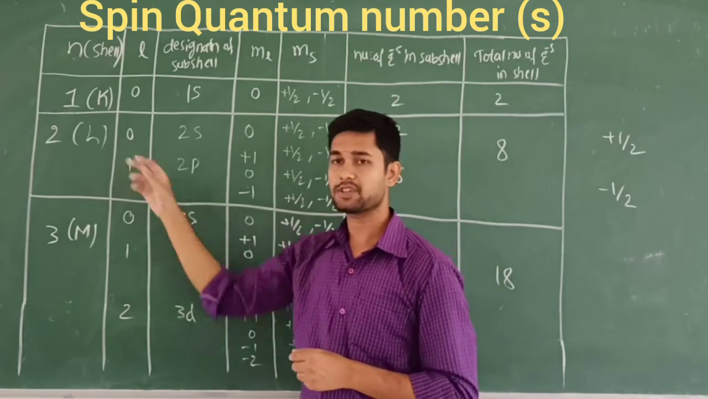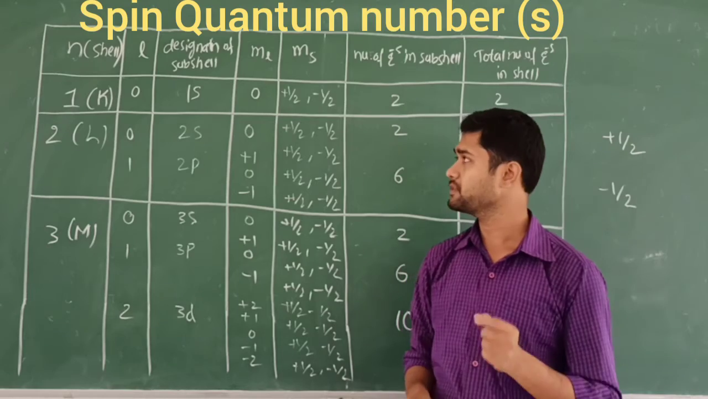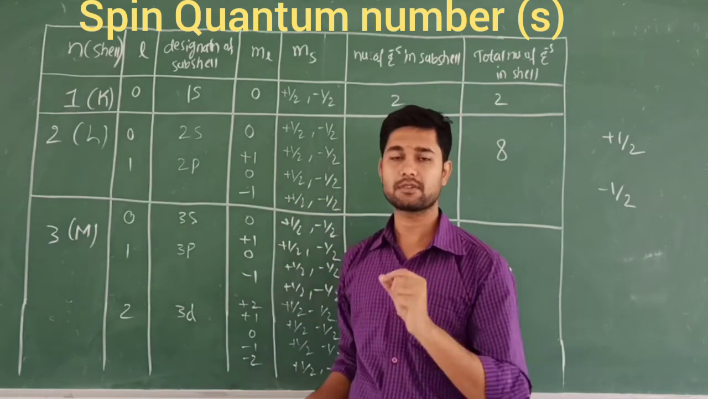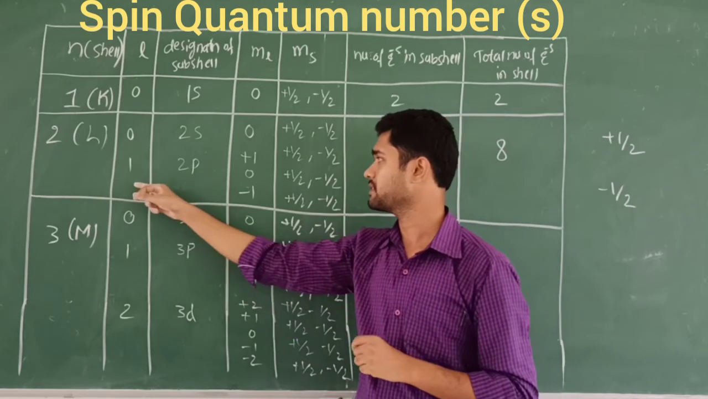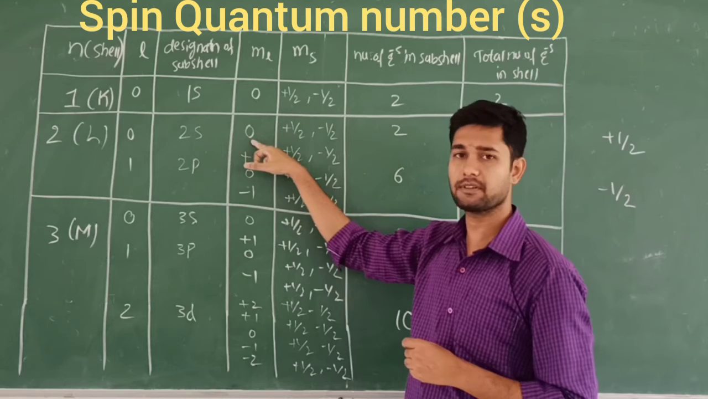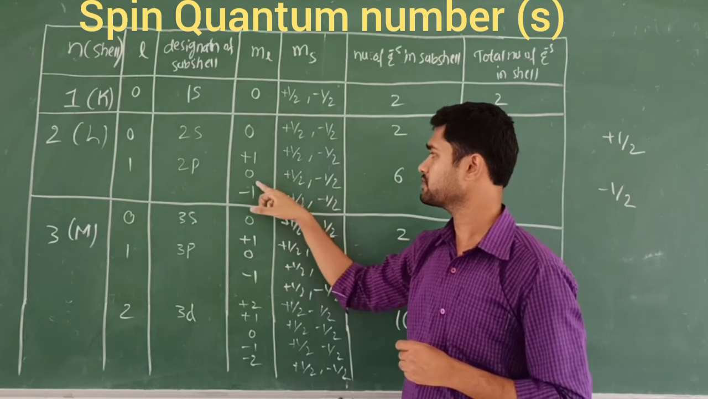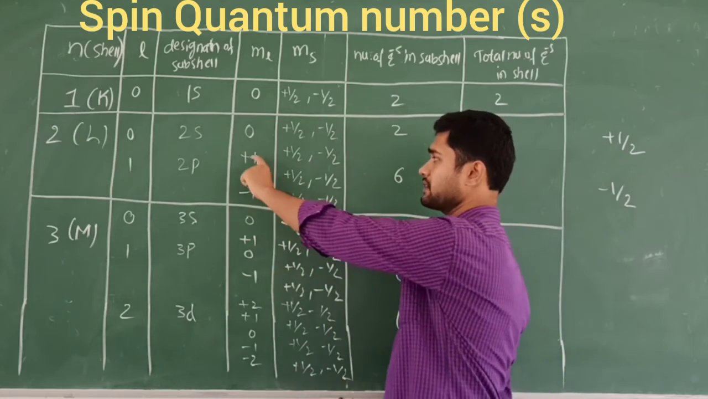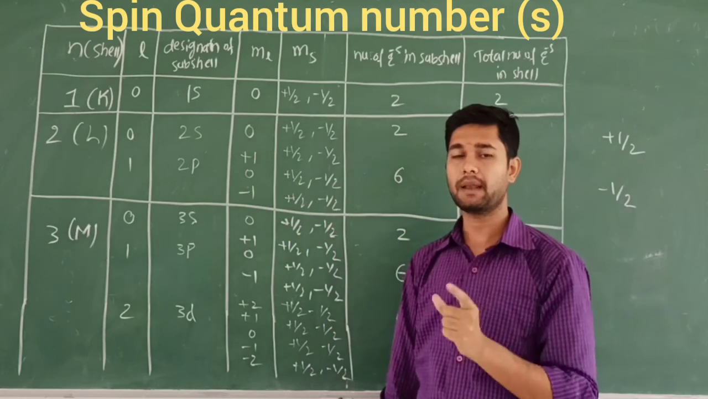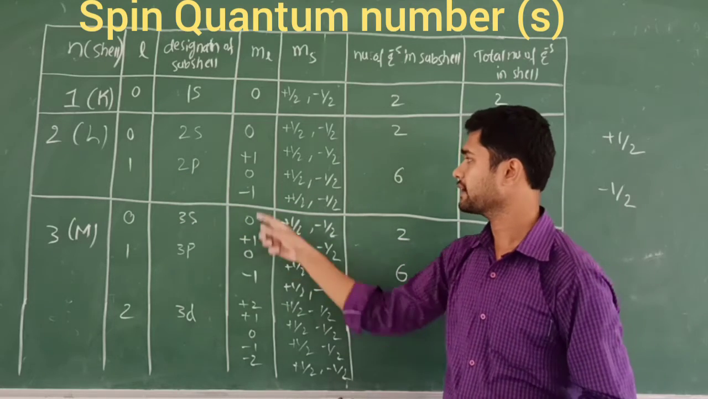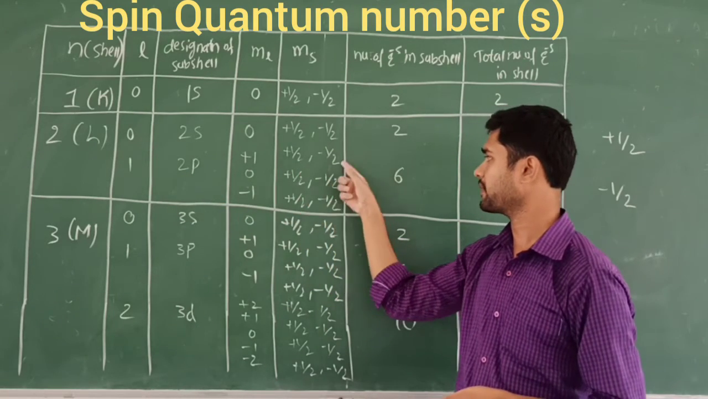The second one, N is equal to 2, is the main shell, the principal quantum number. So the value of L will be N minus 1, 2 minus 1, that means 0 and 1. Respectively, these are 2s and 2p. For 2s, the value is 0. For 2p, it is plus 1, 0, minus 1. Ml has 3 values because of 2L plus 1. When you substitute L is equal to 1, that becomes 3 values including 0. So plus or minus, plus or minus.